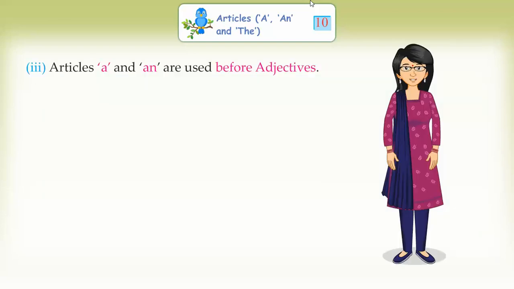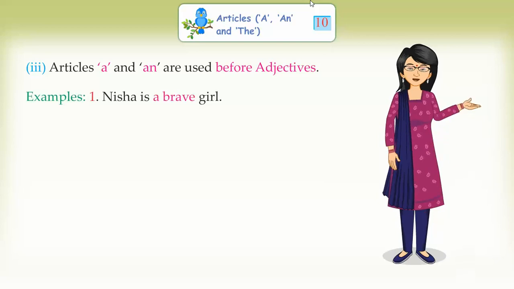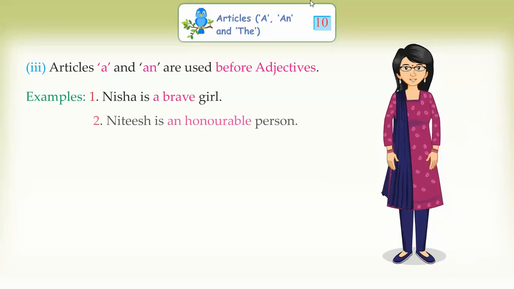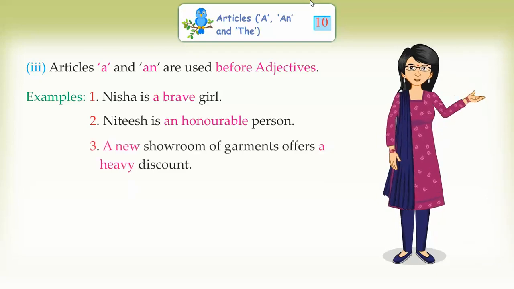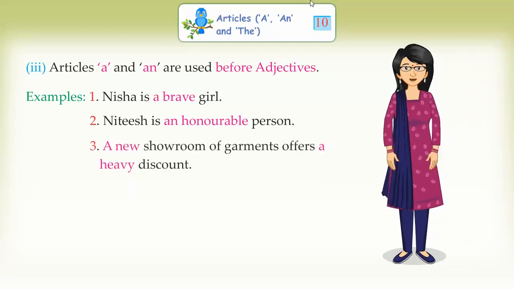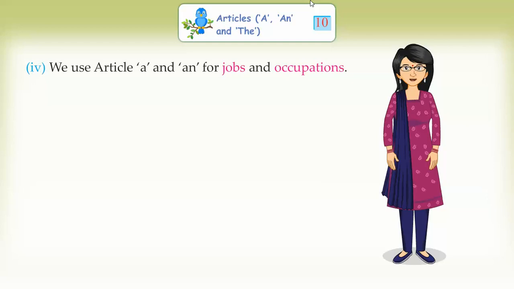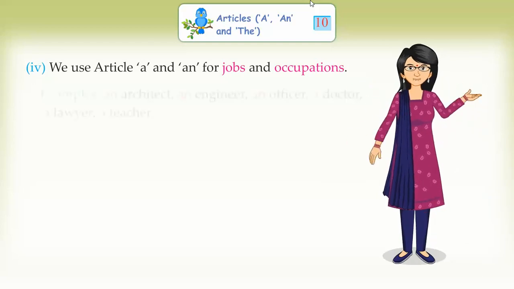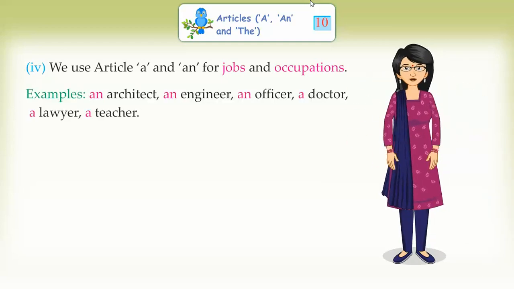Articles a and an are used before adjectives. Example, Nisha is a brave girl. Nitish is an honorable person. A new showroom of garments offers a heavy discount. We use article a and an for jobs and occupations. Example, an architect, an engineer, an officer, a doctor, a lawyer, a teacher.